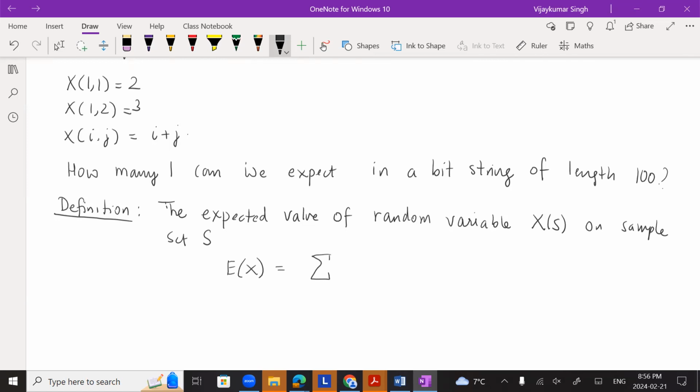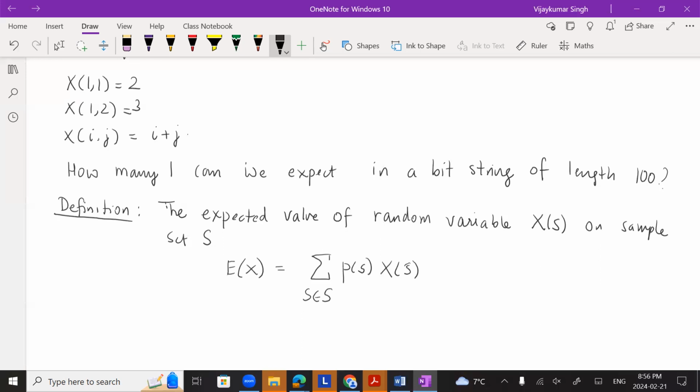Look at the other one. How many ones can we expect in a bit string of length 100? This depends on how many times one can happen. If I flip a coin, for example, because a bit flip can be thought of as a coin if you want. So this is going to be the probability of s happening, times X(s), and you're summing over all s in S. This is the expected value of a random variable over a sample space S. So let's think about this problem now.